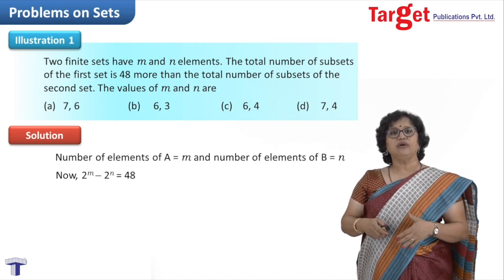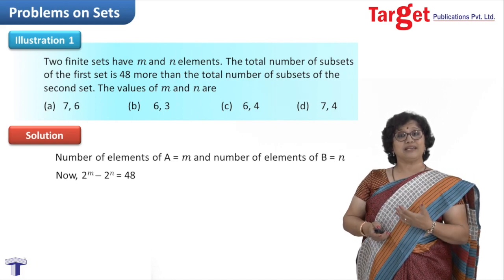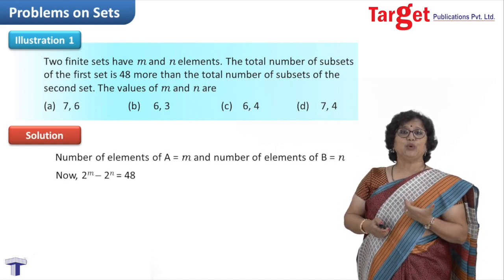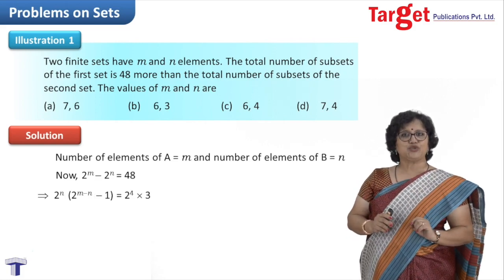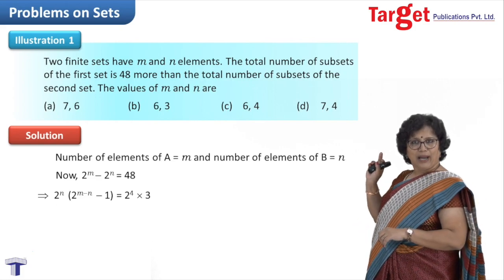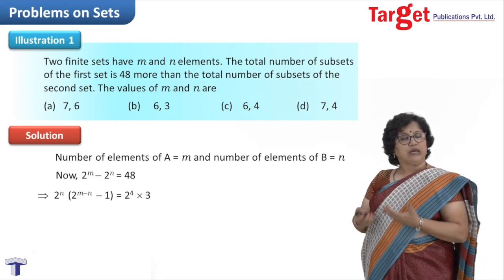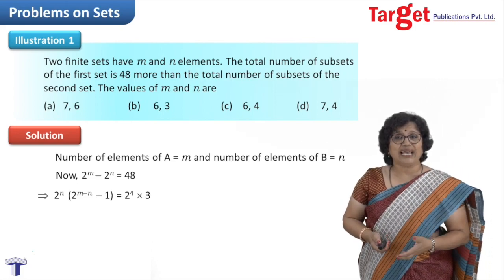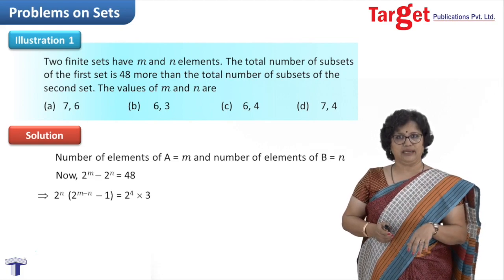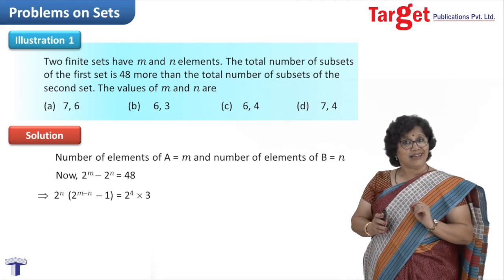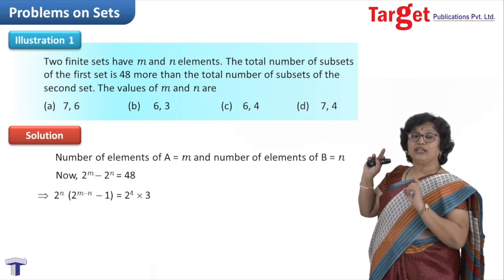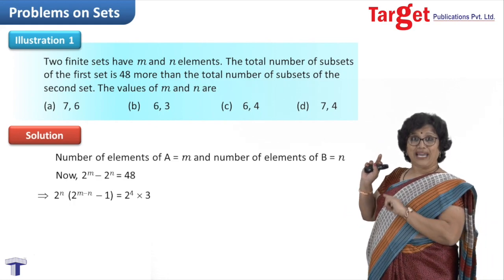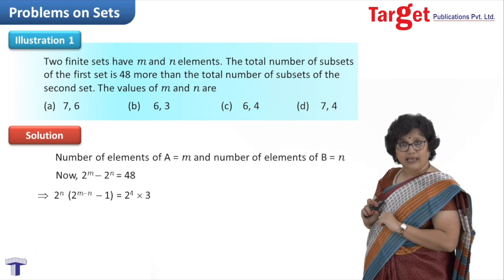So instead of wasting time like that, I would suggest that you rewrite that 2 raised to m minus 2 raised to n. For that, I take 2 raised to n common, then 2 raised to m minus n, minus 1, equal to that 48, which we write as 2 raised to 4 into 3. So the hint is that if I equate n to 4, then the 2 raised to m minus n, minus 1 part needs to be equated to 3.